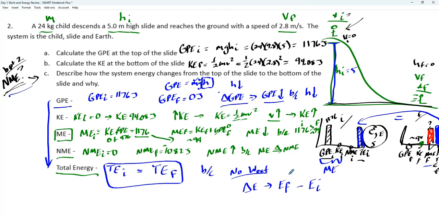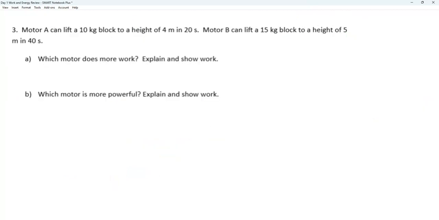All right, so one more problem to go. I'm trying to beat the 30-minute mark.